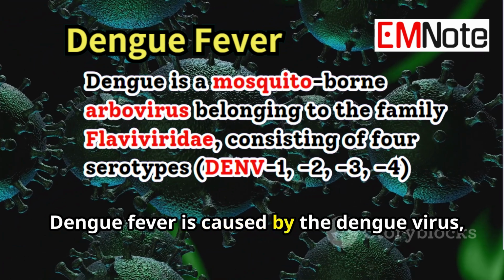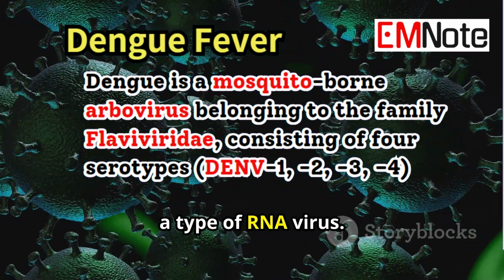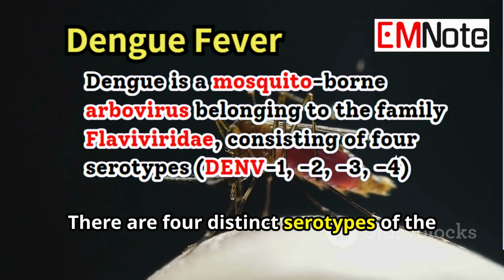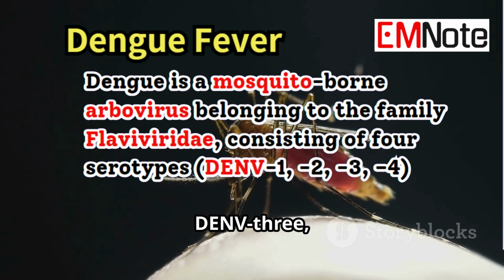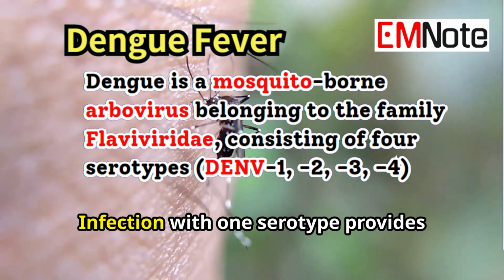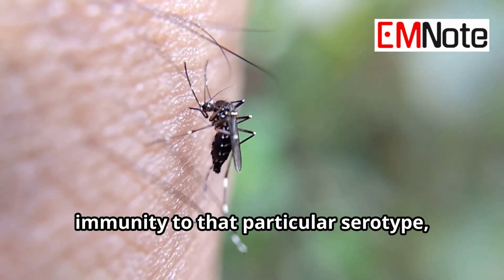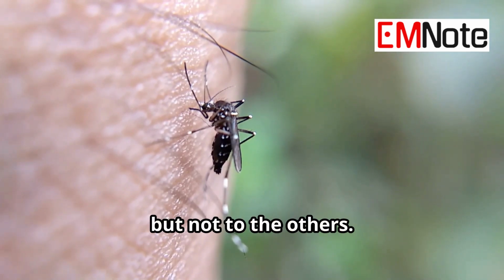Dengue fever is caused by the dengue virus, a type of RNA virus. There are 4 distinct serotypes of the virus: Dengue1, Dengue2, Dengue3, and Dengue4. Infection with one serotype provides immunity to that particular serotype, but not to the others.